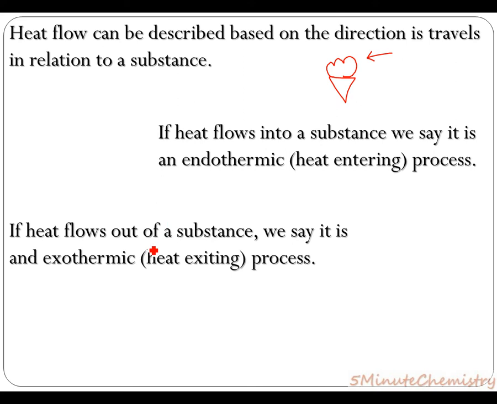If heat flows out of a substance, then our description is exothermic, or heat exiting. An example of an exothermic process would be lighting a candle. Above that candle, the flame is going to be giving off heat. Relative to the substance, the candle and the wick are going to have a combustion reaction, and it's going to give off heat.